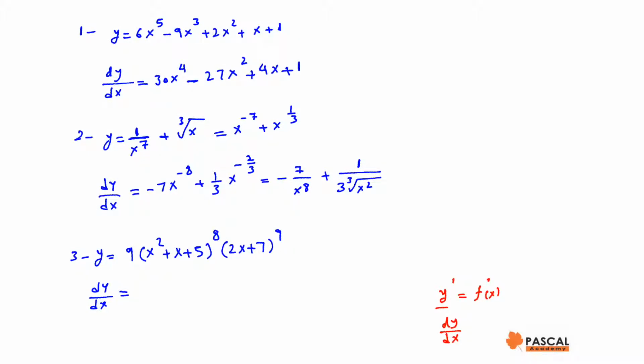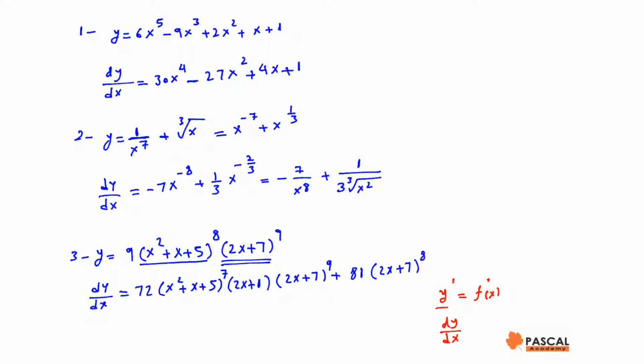Example 3, derivative of 9 times x^2 plus x plus 5 to the power of 8 times 2x plus 7 to the power of 9. It is the product rule. You have two functions here. Derivative of the first function is 8, and we have to multiply it by 9, 72, x^2 plus x plus 5 to the power of 7 times 2x plus 1. This is the derivative of the first function times 9 times the second function itself, plus the derivative of the second function. You have to multiply it by 9. 9 is a constant. 9 times 2x plus 7 to the power of 8 times 2 times the first function, which is x^2 plus x plus 5 to the power of 8.